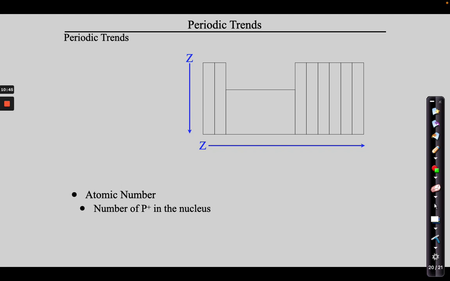And then with the person you're sitting next to, take a look at your periodic table and see what happens to atomic number as you go down a group and as you go across a period. Take like 30 seconds. Ready, set, go.